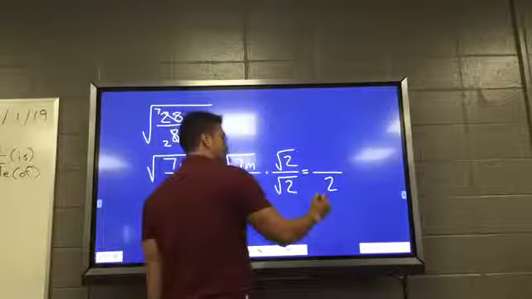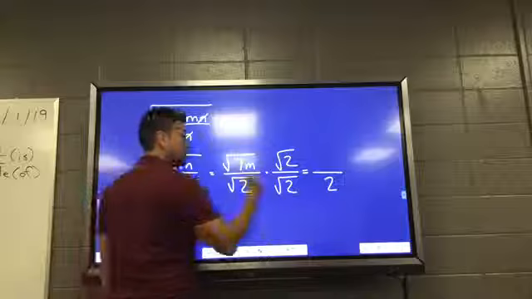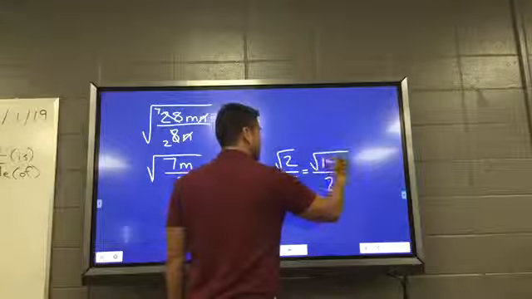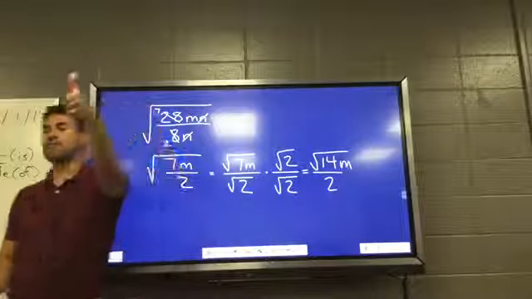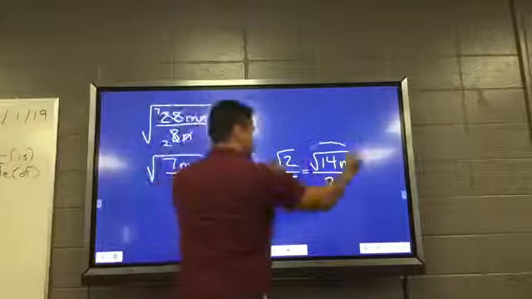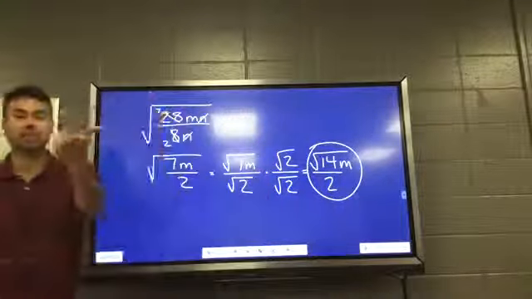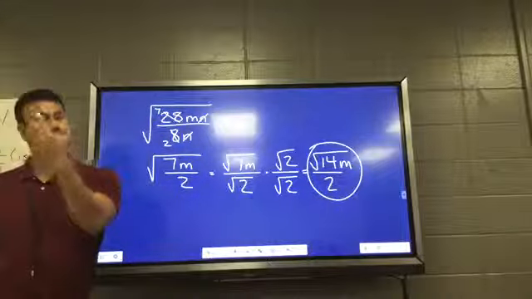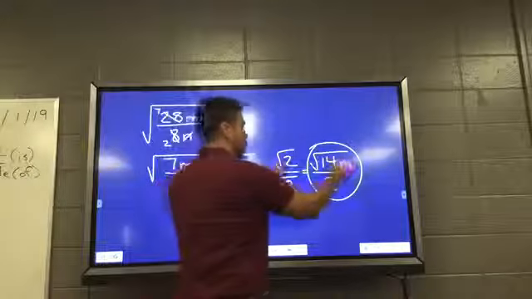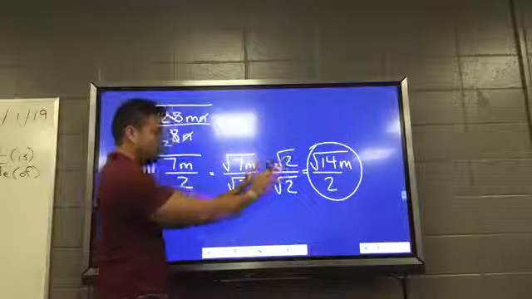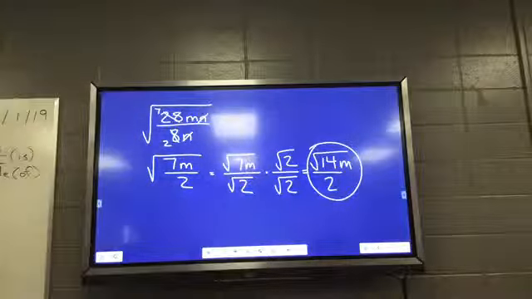All right, but what's left up top? Square root of 14m. Do you have a radical in the denominator anymore? No. Do you have a fraction in the radical? No. Do you have any more perfect squares in the radical? No. Simplify. There it is.